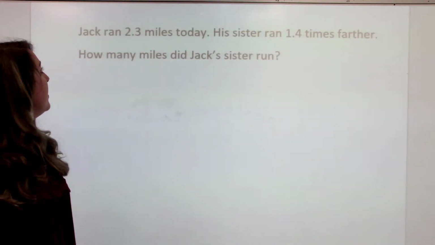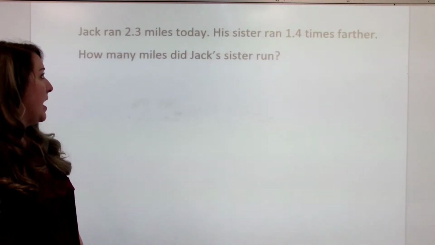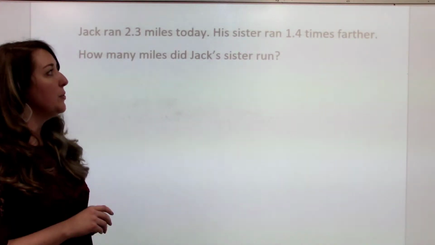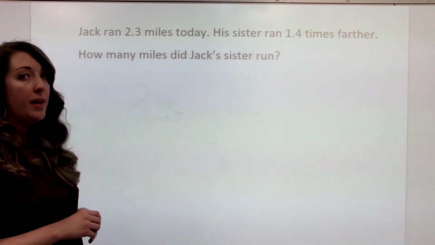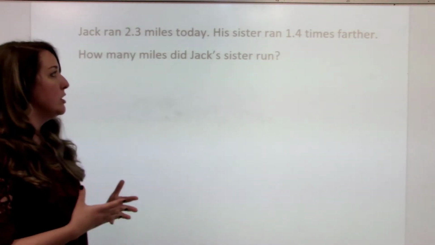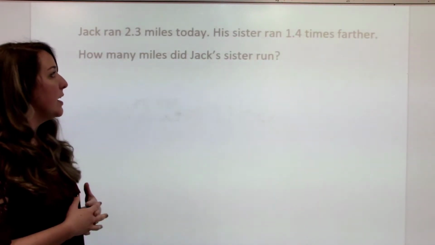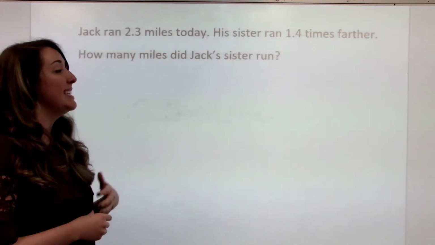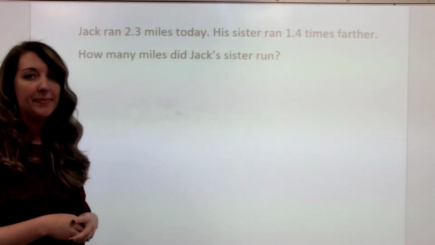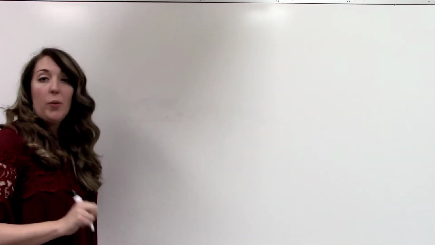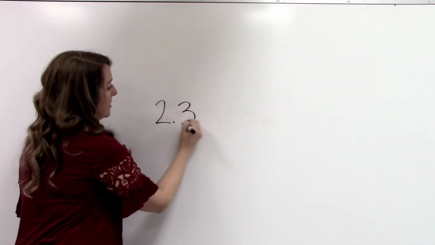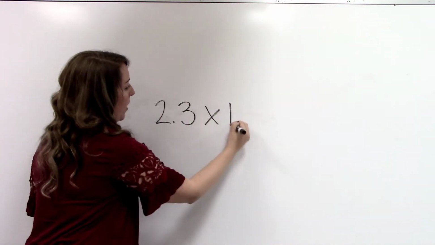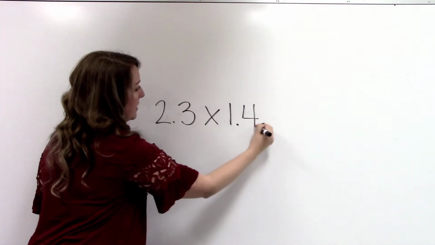So I know that Jack ran 2 3/10 miles. And I know that his sister ran 1 4/10 times as far. So I know that my operation needs to be multiplication because his sister is running 1 4/10 times farther. So my equation is going to be 2 3/10 times 1 4/10 equals.